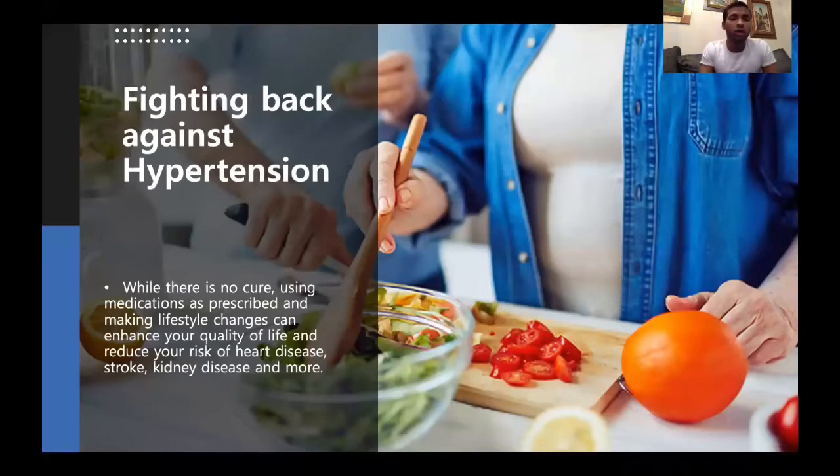Okay, so here we come on to fighting back against hypertension. How are we going to prevent ourselves from getting high blood pressure? While there is no cure, using medication as prescribed and making lifestyle changes can enhance our quality of life and reduce your risk of heart disease, stroke, kidney disease, and more. There is no exact cure for this disease, but there are chances that we can reduce the risk of getting different kinds of diseases and problems by taking control over our diet, our exercise, and our daily life routine, which I'll be explaining more in the further slides.